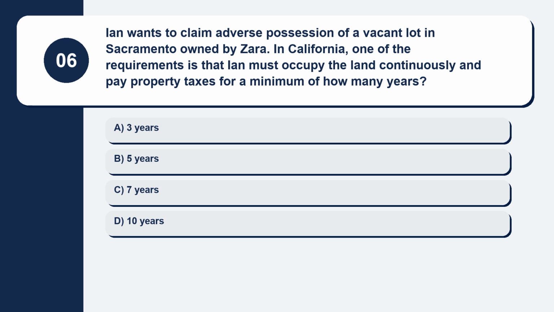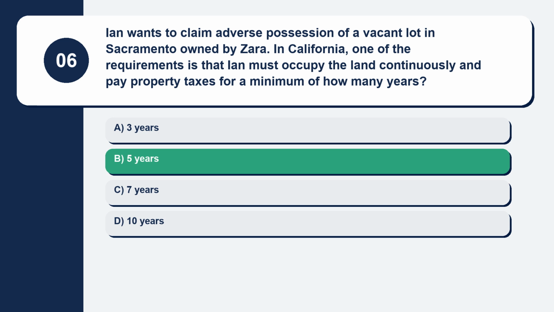Here are your options. Option A, 3 years. Option B, 5 years. Option C, 7 years. Option D, 10 years. The correct answer is option B, 5 years.